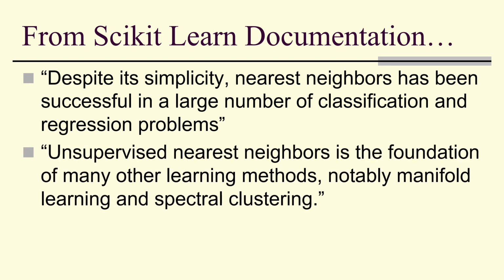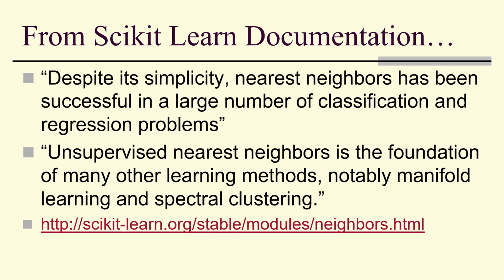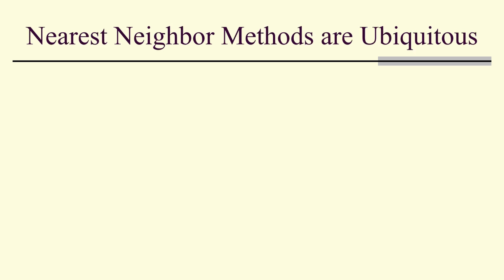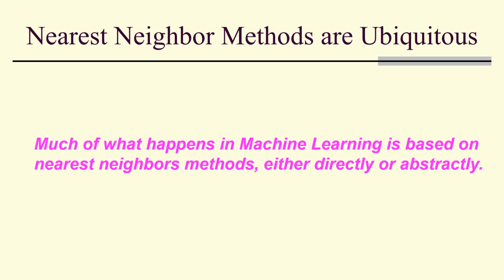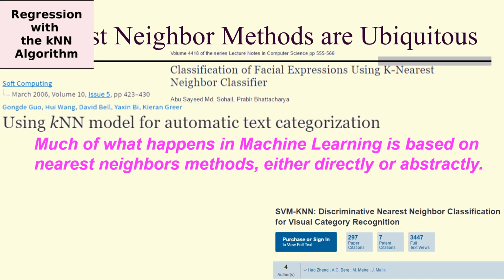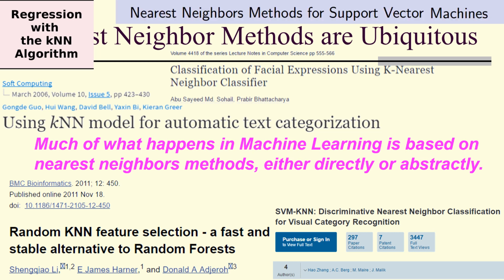Unsupervised nearest neighbors is the foundation of many other learning methods, like manifold learning and spectral clustering. In some sense, all of machine learning can be thought of as being derived from nearest neighbor relationships. In fact, nearest neighbor methods are ubiquitous. Much of what we call machine learning is based on nearest neighbors.